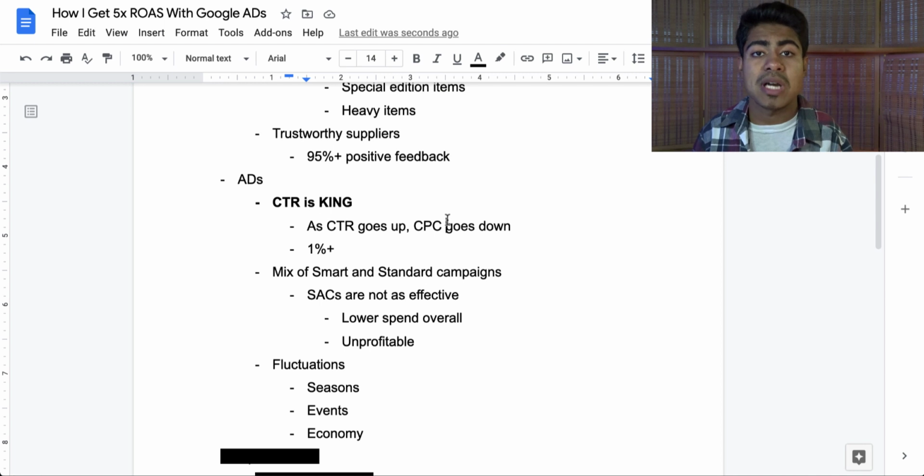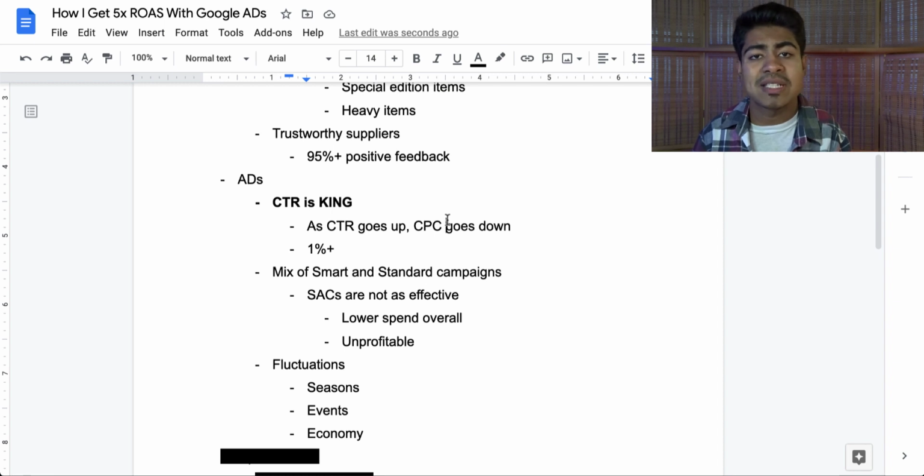because as CTR goes up, CPC goes down. More people are clicking on your ads, and Google deems that your ads are very, very good because so many people are clicking on them, and they start charging you less and less per click, which is exactly what you want, because then you're getting more people on your website. If you get more people that are real high quality people, they're much more likely to purchase from you. So you're basically doubling your chances of getting sales. And a good CTR is anything at or around 1%.